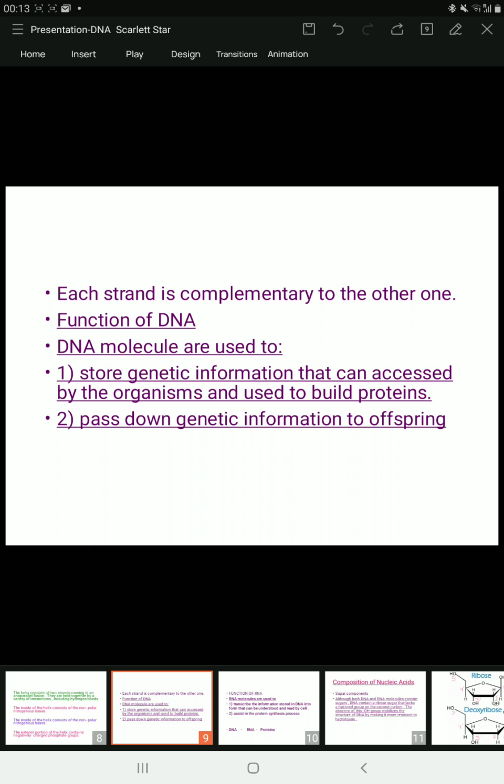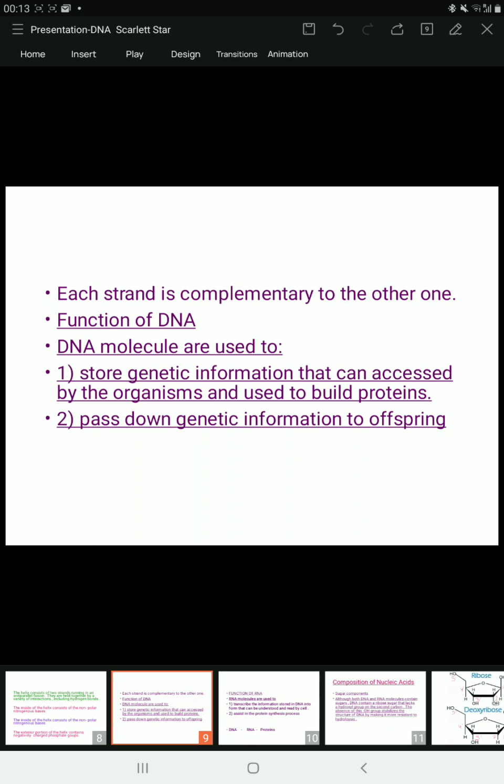Function of DNA. DNA molecules are used to store genetic information that can be accessed by the organism and used to build proteins. Proteins can be built from it, and it stores various types of information like eye character, skin character, and iris structure.